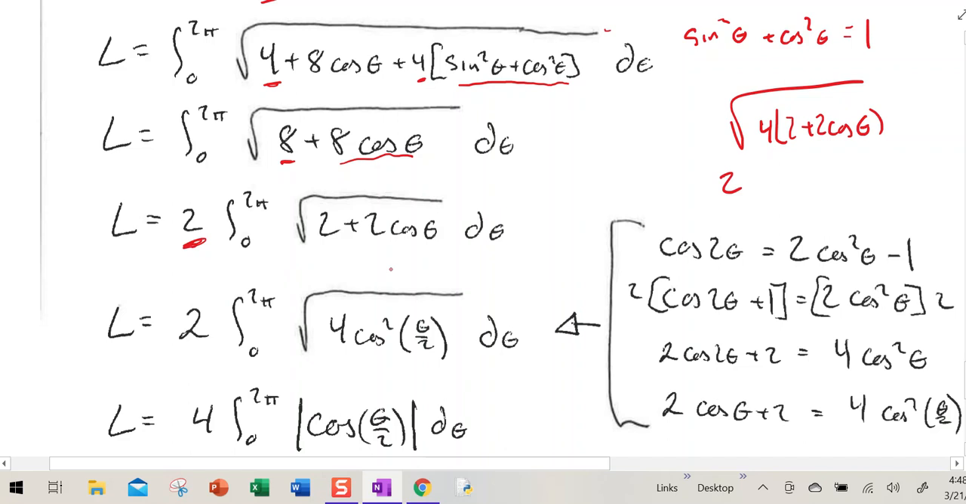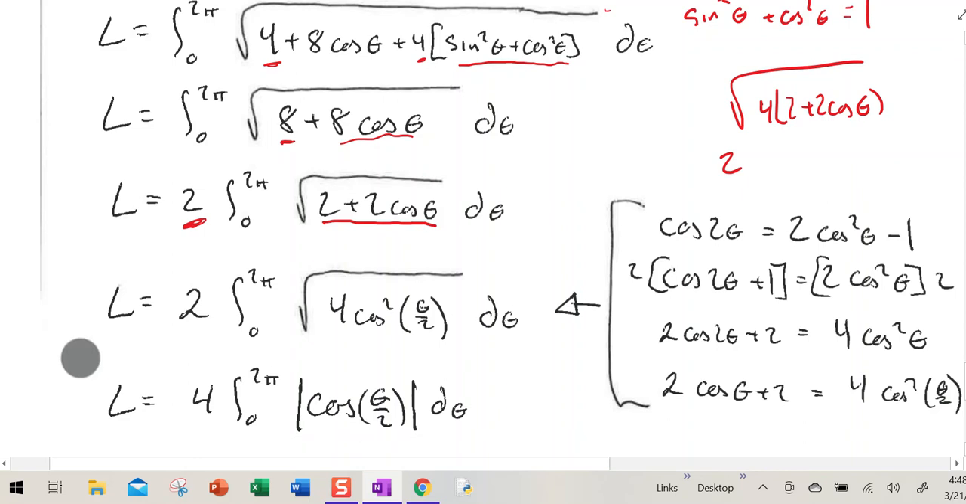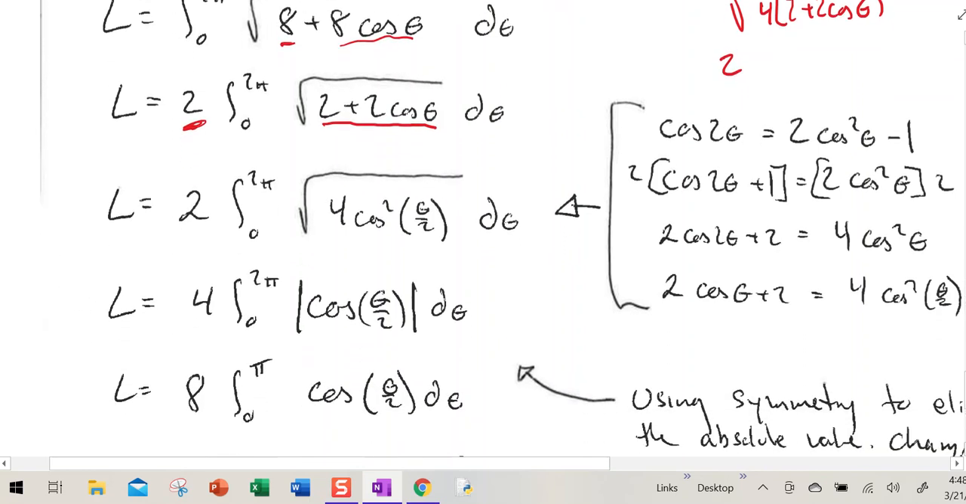Now, what do we do with this? We don't know how to integrate that. That's not something that is integrable by any technique we know. Now, of course, we could use tables perhaps, or we could use numerical integration. But in this particular case, we can do a little bit more algebra and trigonometry magic. And so that is over here.